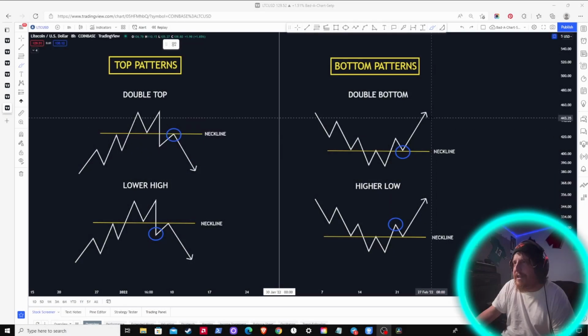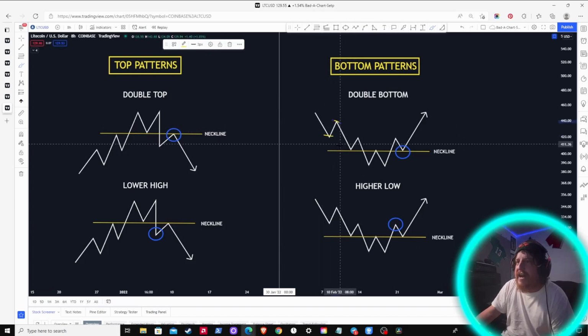All right, got the chart cleaned back up. Now we're going to move over here to the right side and talk about two of the most common bottom or bottoming patterns. First, we've got the double bottom, which is just the reverse of the double top, right? You've got this low, this high, this lower low, this lower high, this lower low, another lower high, right? So you're in a downtrend. But then you get a bounce at the same level as the previous low.